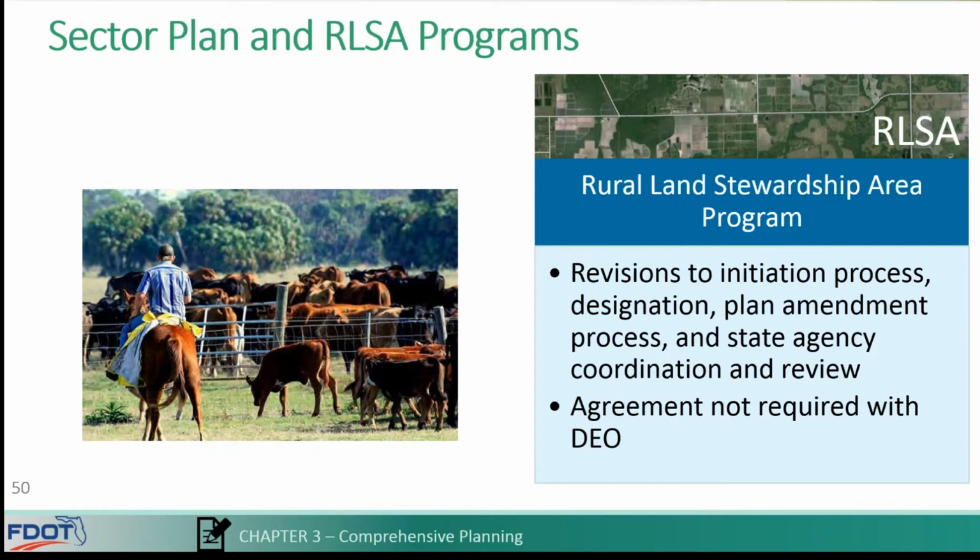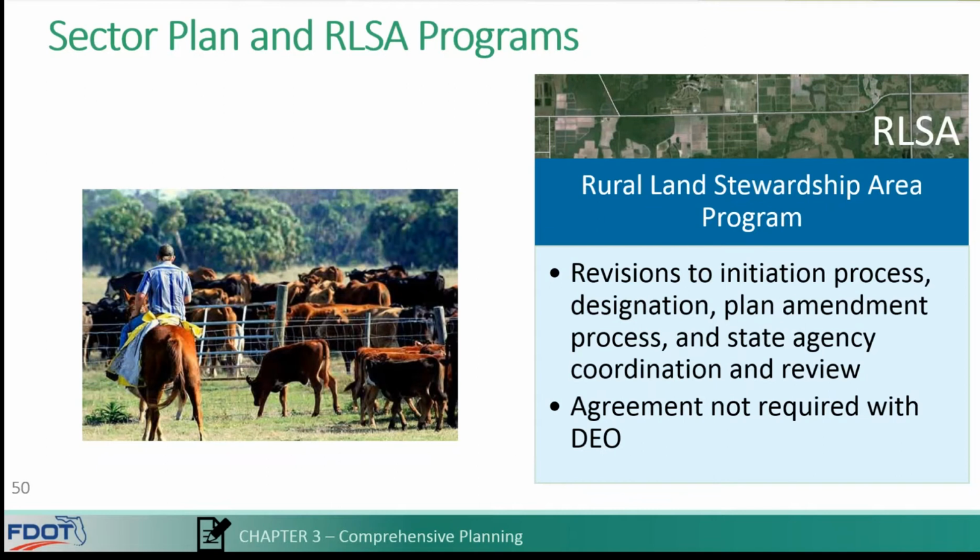First, let's talk about the Rural Land Stewardship Area Program, or RLSA. Changes from House Bill 7207 gave this program its own statute, Section 163.3248, to govern the implementation of the program. Eligible areas for this program must be at least 10,000 acres or more and outside of municipalities and/or established urban service areas for the program to be implemented.